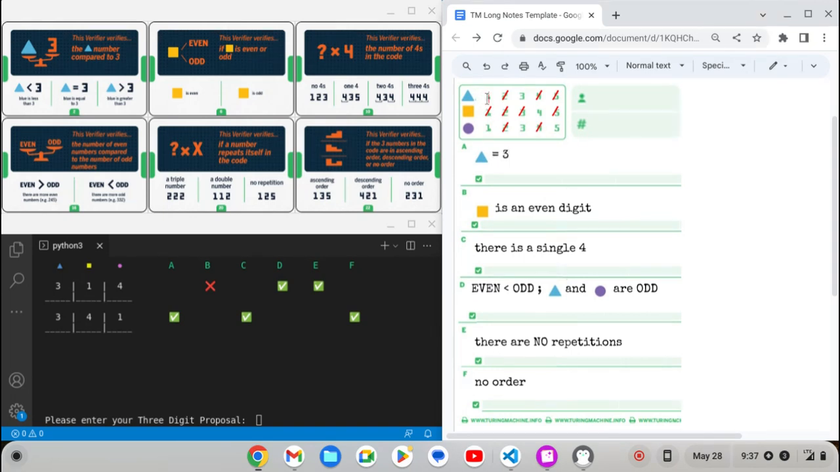Okay, so let me go ahead and cross out the 1, since we know for sure that triangle is not 1. And because there's no duplicate, obviously circle can't be 1. And, whoa, hold on. Oh, I apologize. No, there would be no duplicate there. So it wouldn't be a 3. That would be the duplicate. And of course it can't be 5 because that would be ascending, and we know that there's no order, so it's not a 5. And so the solution would be 3, 4, 1.